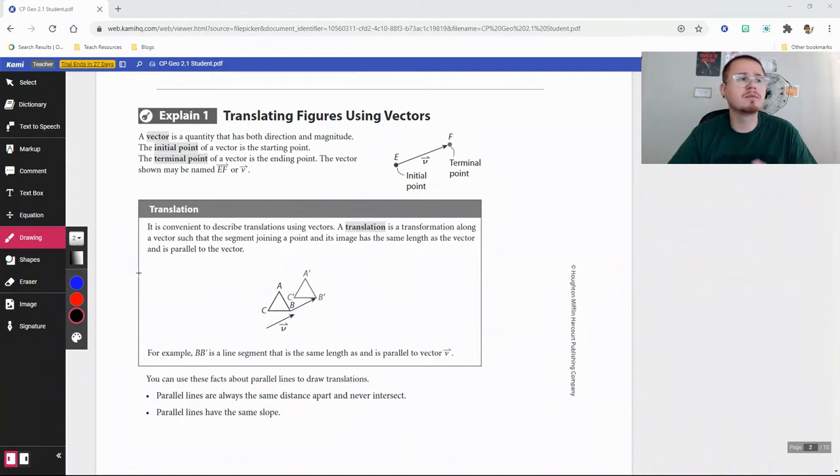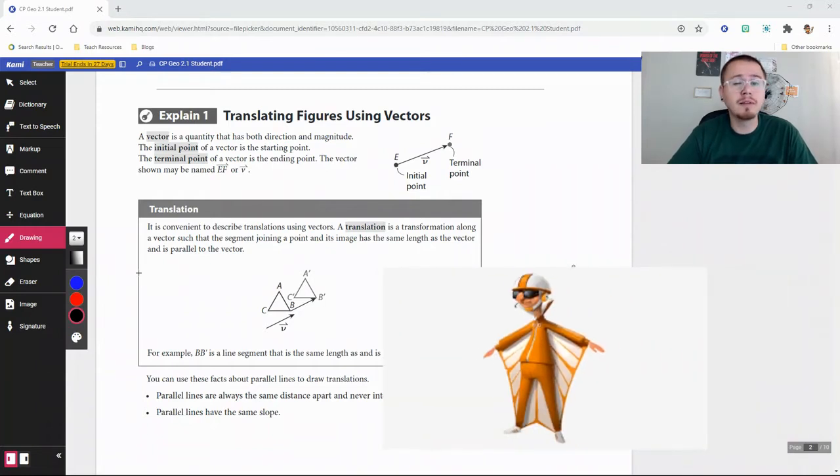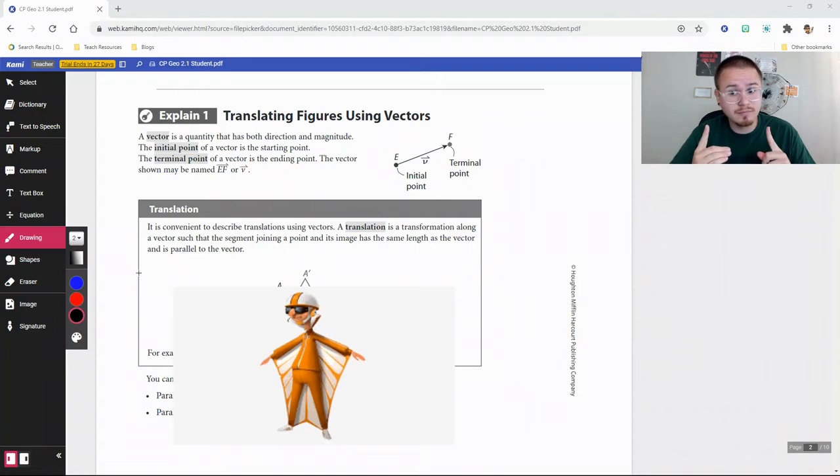But here we go. So using vectors, you may know what a vector is, you may not. You may have learned what a vector was from Despicable Me. So I can go this way.